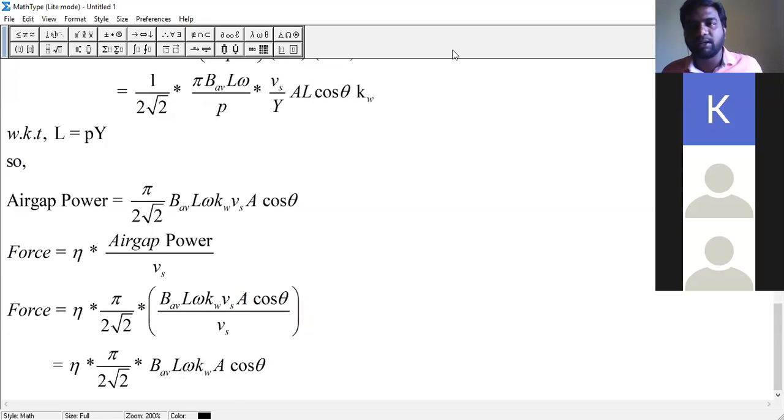Now we are going to discuss the equivalent circuit of a linear induction motor. Right? The equivalent circuit of a linear induction motor.